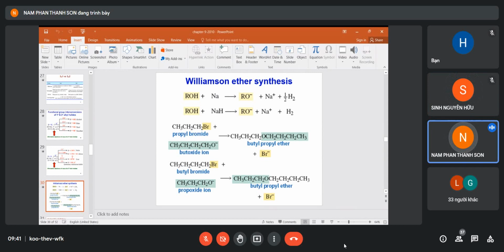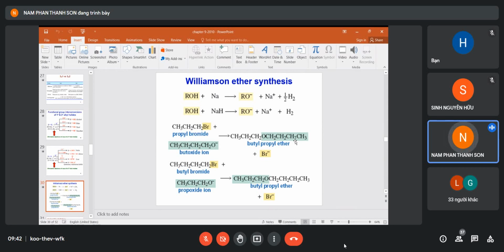So if you want to make diethyl ether, we just use ethanol and acid catalyst. But if you want to make butyl propyl ether, I mean 3 carbons, oxygen, and 4 carbons, and you mix butanol with propanol, we have 3 products: C3C3, C4C4, C3C4. We don't like that. We just want one product.